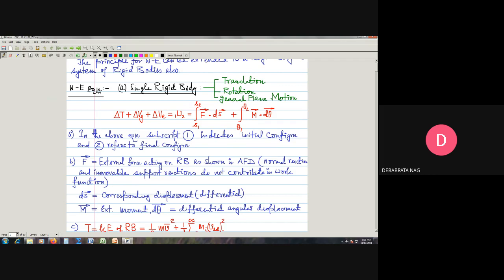Now delta Vg, as we know, represents the gravitational potential energy, and delta V represents the elastic potential energy. About them we will discuss a little later. Another thing to be highlighted here is the fact that this U2, which represents our total work function, must include the forces other than the force due to gravity and forces due to the springs.